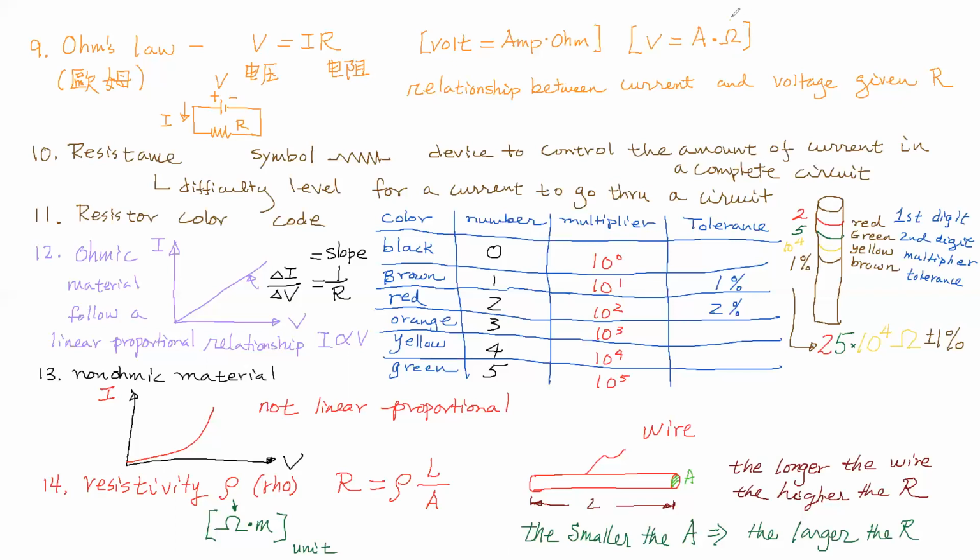This is like the oil pipe going through an interstate highway. They use this to make sure that when temperature expansion or contraction happens, it won't break. So it's a relationship between current and voltage given the resistance R for the resistor. So resistor is the device. Resistor.